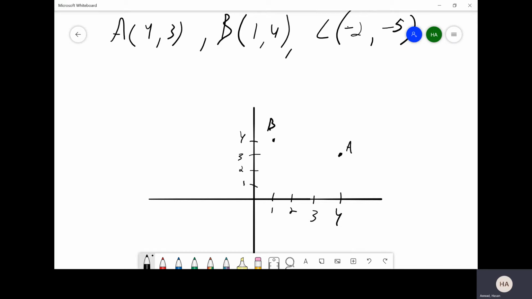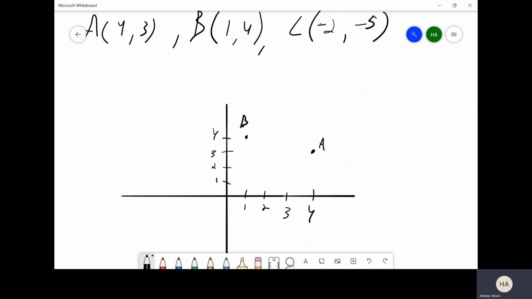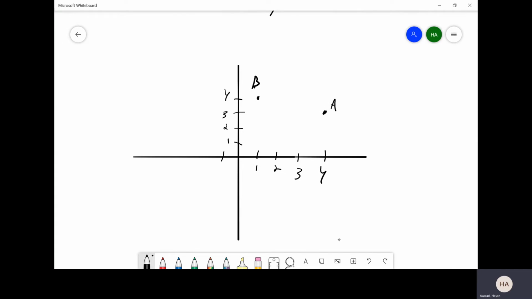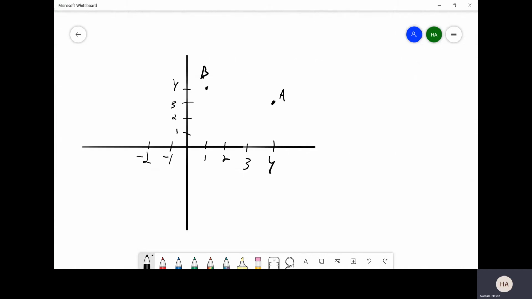And C is going to be -2, -5. So because both of them are negative, we already know that this is going to be in the 3rd quadrant. And so this is -1, -2, and it was -2, -5, right? So -1, -2, -3, -4, and -5. So this means we are at -2 on the x-axis and 5 units down on the y-axis, which gets us somewhere right around here, right?